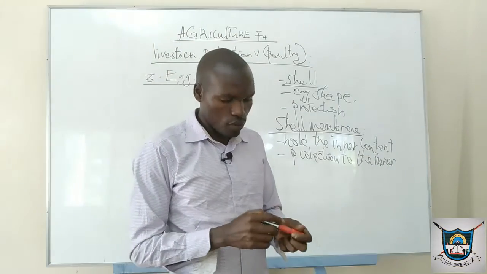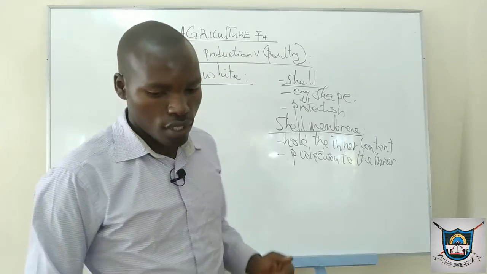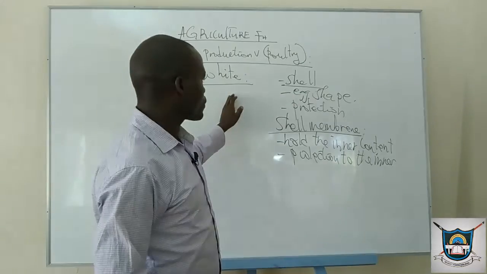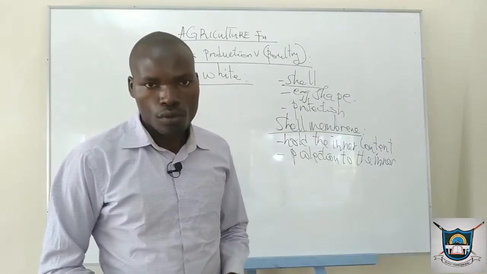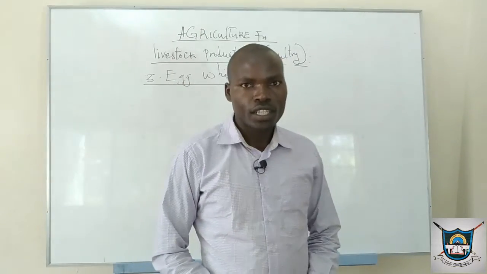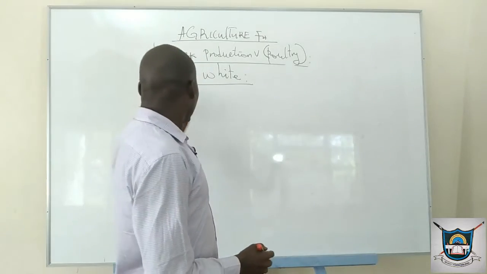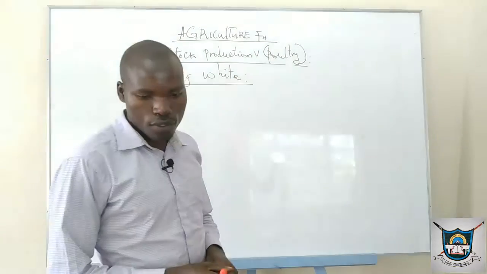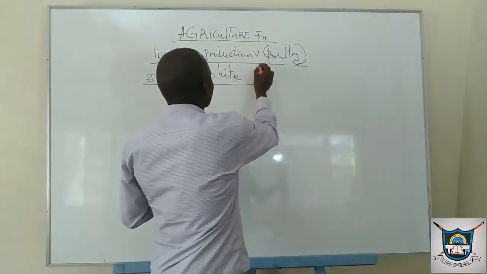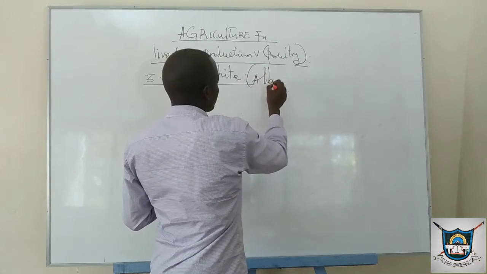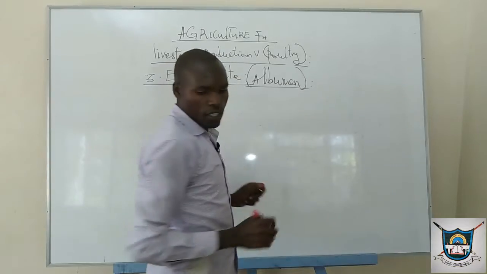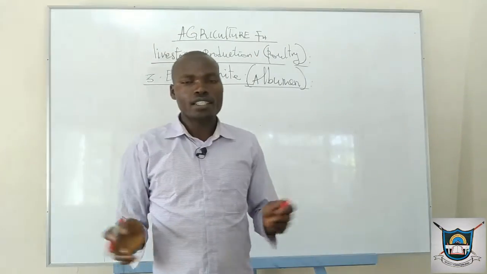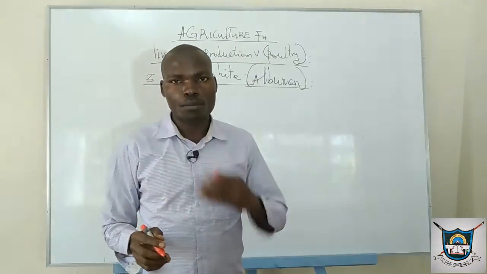Today we shall go directly into the egg white. Now, what is the egg white? The egg white is also called the albumen. This is the part which surrounds the yolk and buoys it.